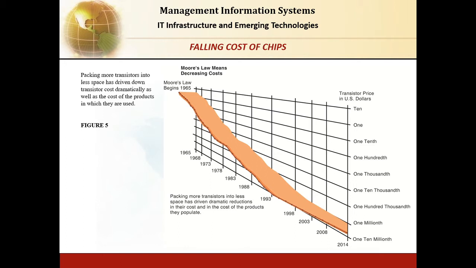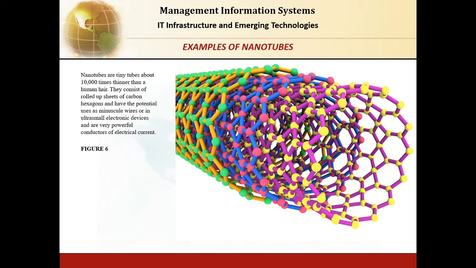Sa unang labas, syempre, mahal. Pero pag tumagal, magiging mura na lang yung mga prices ng mga storage device natin na yan. Then, we have the figure 6, the nanotubes. They are tiny tubes about 10,000 times thinner than a human hair. So, biruin nyo yun. Nakakagawa tayo ng nanotubes.